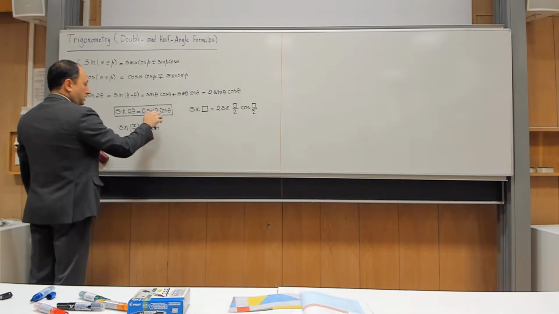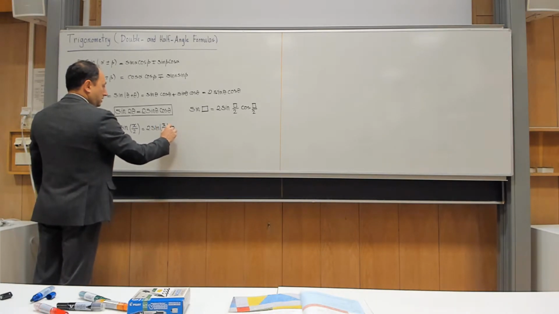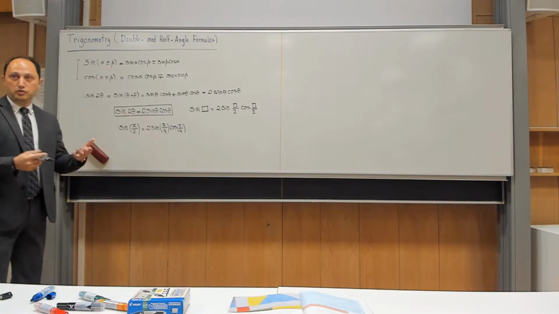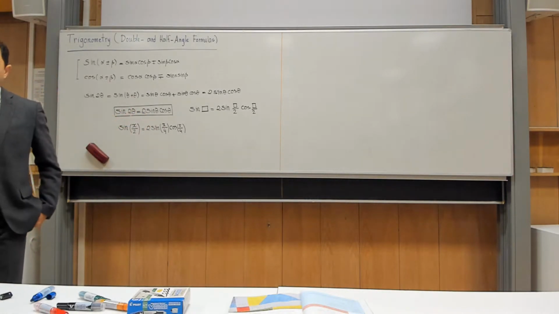When I divide it by an extra 2, it becomes x over 4, yes? And then I multiply it by cosine x over 4. So that is also an immediate consequence of this formula. So you should be able to play around with these angles, half angles. So that's very simple, yes?